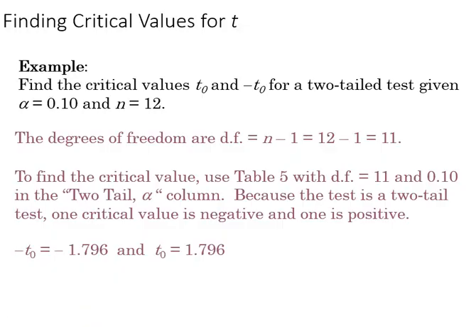If we want to examine the critical values for t in a two-tailed test at an alpha equals 0.10 level and a sample of n equals 12, then our degrees of freedom will be 11, and we'll use our t-table to look up 11 degrees of freedom at the two-tail alpha column of 0.10, and that will give us the negative and positive t values of 1.796.